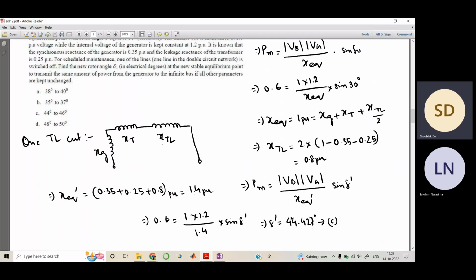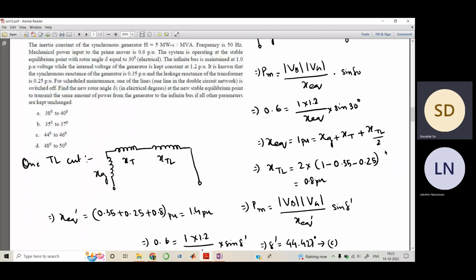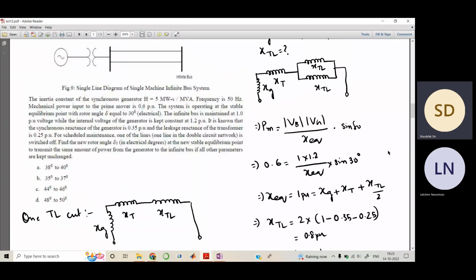So the load angle comes out to be 44.427 degrees, which is your option number C. I hope this problem was clear.